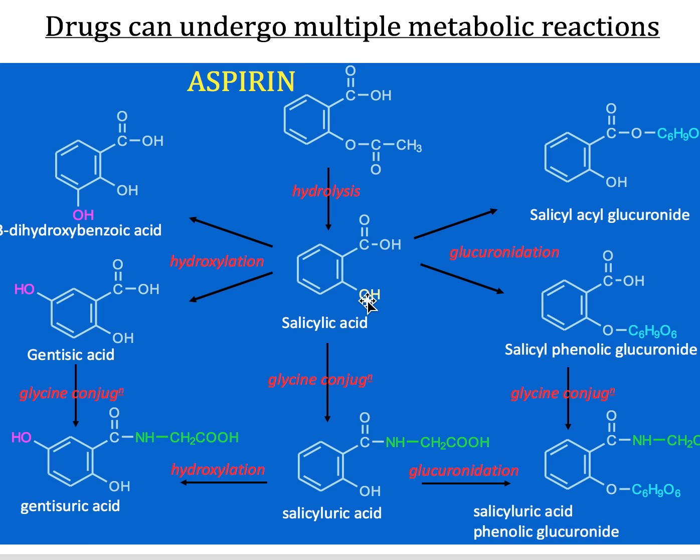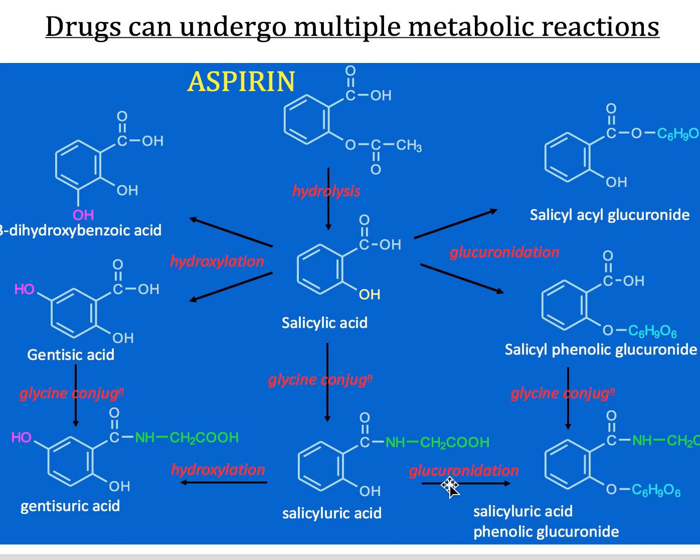Then from salicylic acid, glucuronidation can take place because you've got a phenol right there, an OH. You can also glucuronidate the carboxylic acid, so that's this bit here. You form the ester here, but then you form the ether here. You can also have a glycine conjugation, an amino acid conjugation, via an N-acyltransferase.